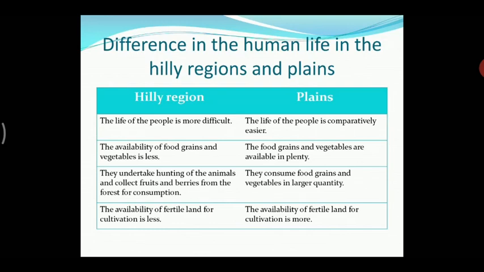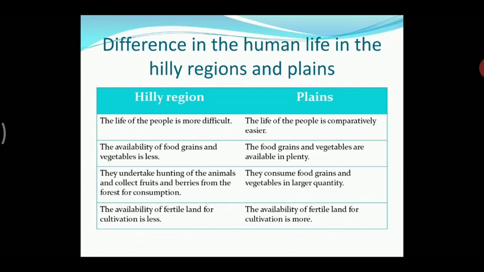Now, this is about differentiation between hilly regions and plains. Plains are people who are staying in coastal regions, for example, us. And hilly regions are people staying in the mountainous region. So, hilly region, the first point: the life of the people is more difficult. I told you before, there we get food grains, they do not get that much sufficient food grains. The first point of plains: the life of the people is comparatively easier. Easier why? Because we get all types of food.